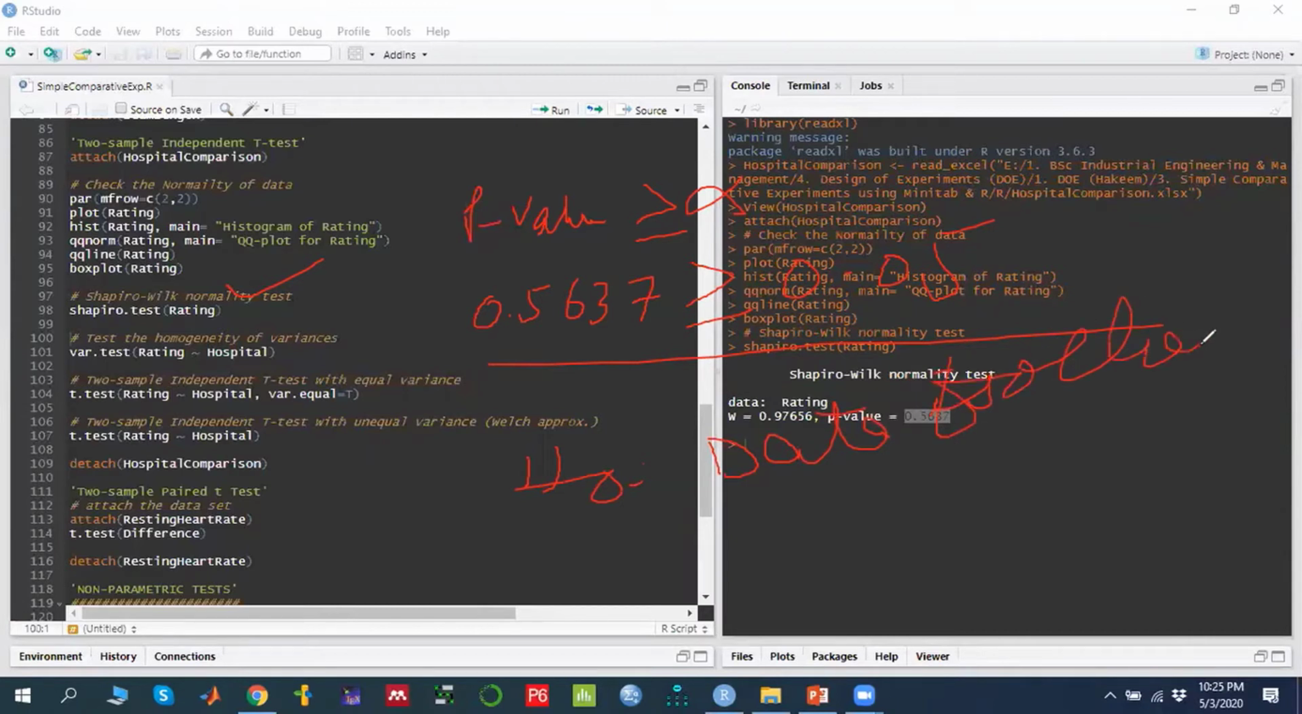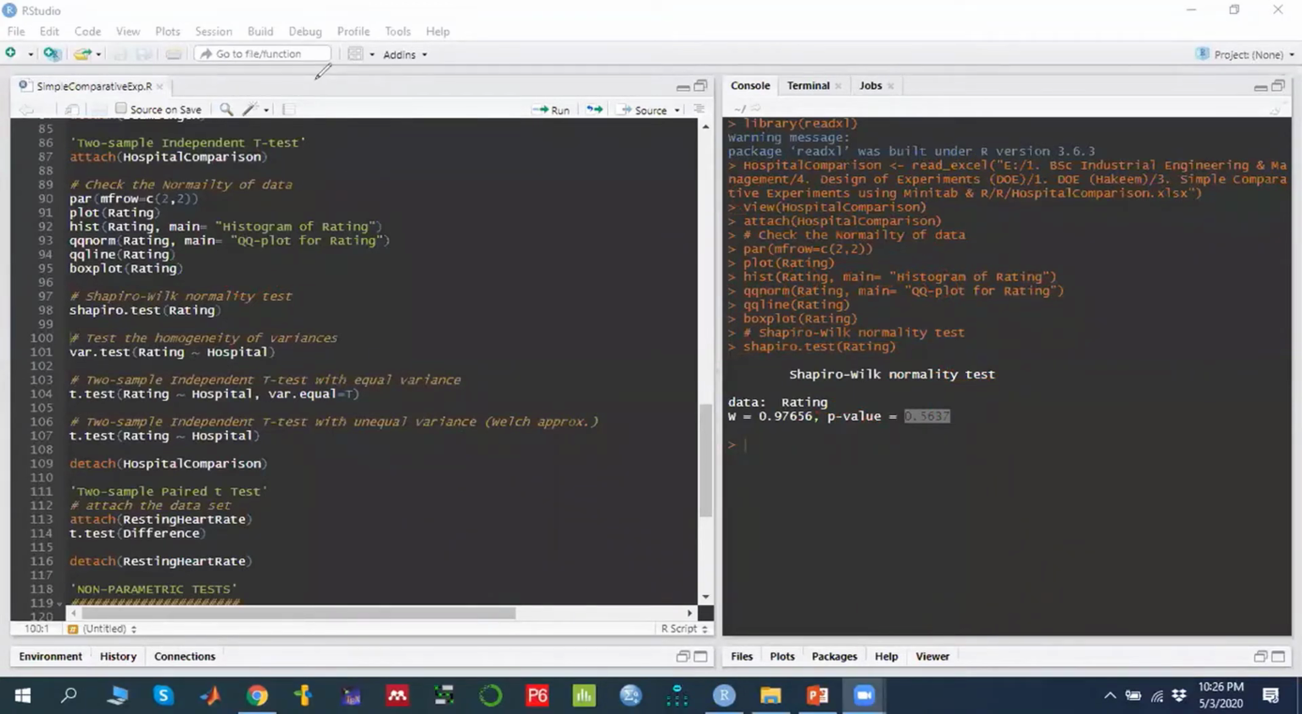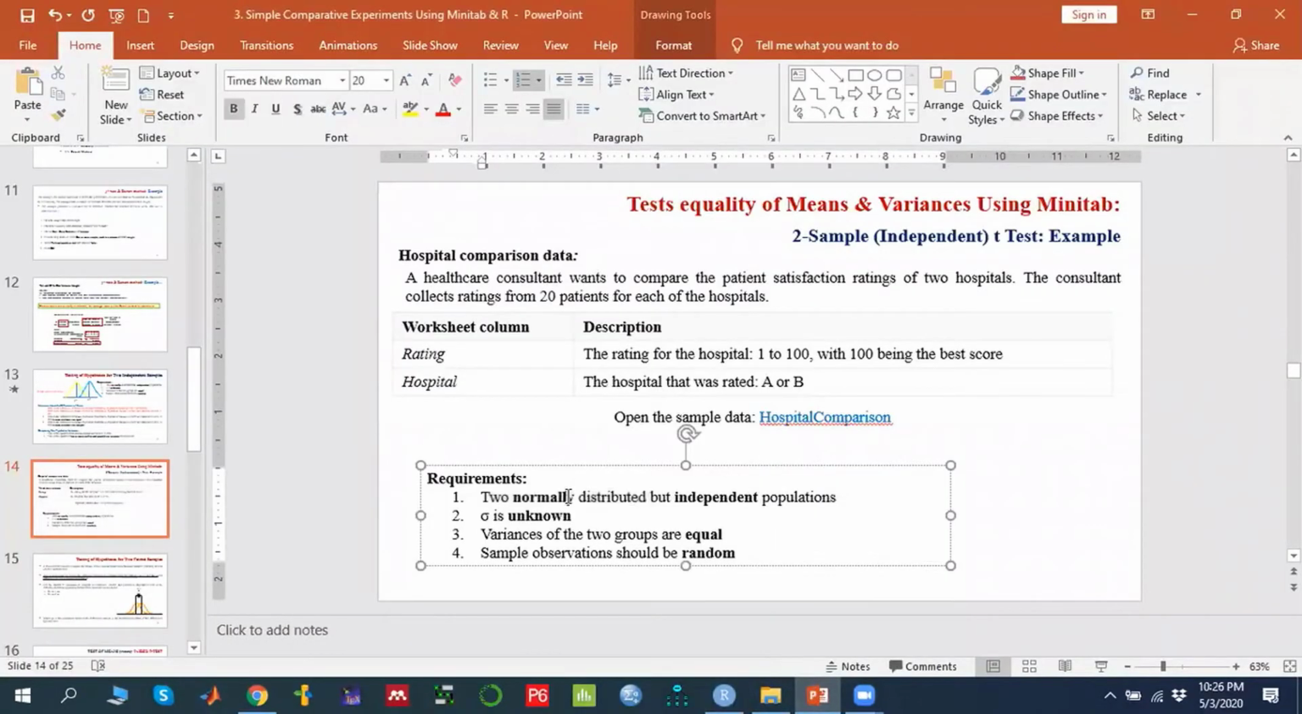follow the normal distribution, whereas H1 would be that data do not follow the normal distribution. Because the p-value is greater, we will say accept H0, which means data is following the normal distribution. So the first assumption in order to apply the t-test is fulfilled, that is, data is following the normal distribution.